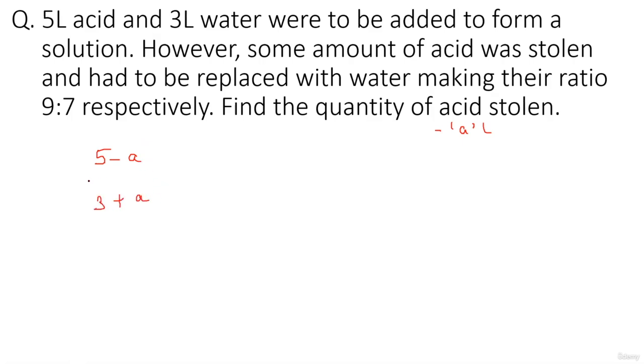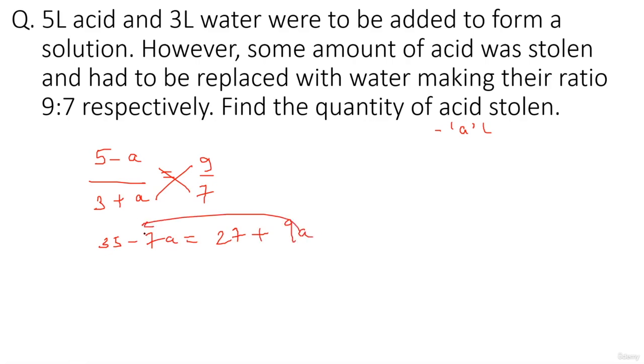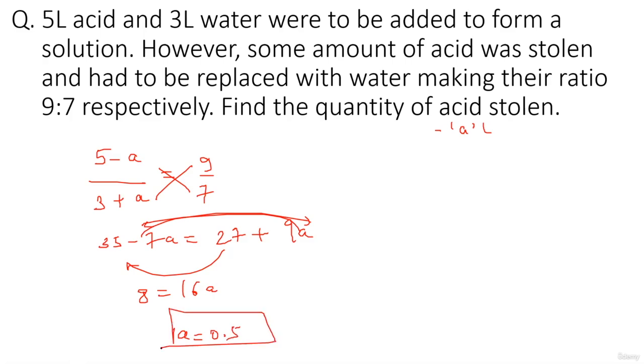right? So now we divide them. The ratio of acid and water here is basically 9:7 as per the question. Okay, you can directly cross multiply them. You will get 7 5s are 35, minus 7A is 27, plus 9A. 9A will go here, or you can take 7A also on this side. Okay, 27 will go that side. So 8 is equal to 16A, or A is equal to 0.5. Okay, this is how you can solve the question.